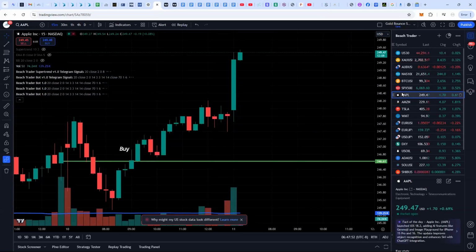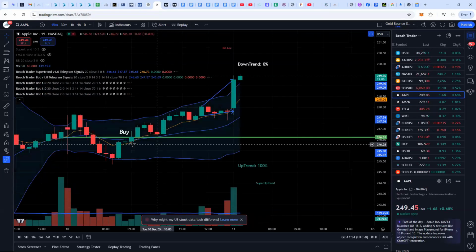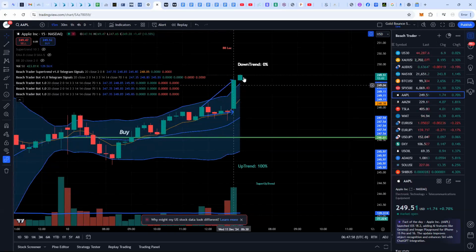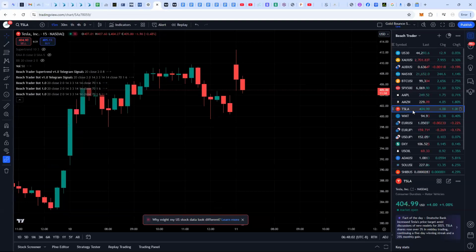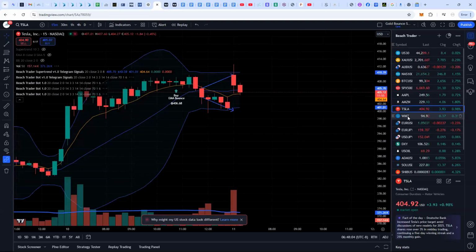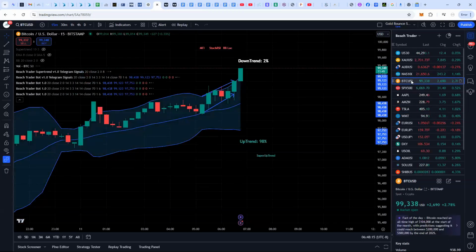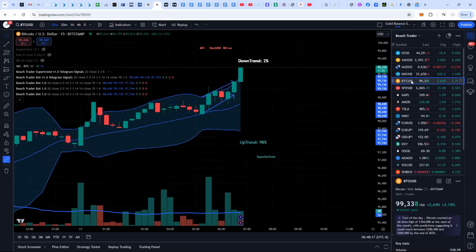Let's look at some of our trades that we always take. We had Apple going up yesterday. Look what happened. It even went up higher today. Tesla was shooting up like a rocket. Today it's really not doing anything. Let's see. Walmart is okay. Bitcoin is going up like crazy. It's going back up to 100,000.